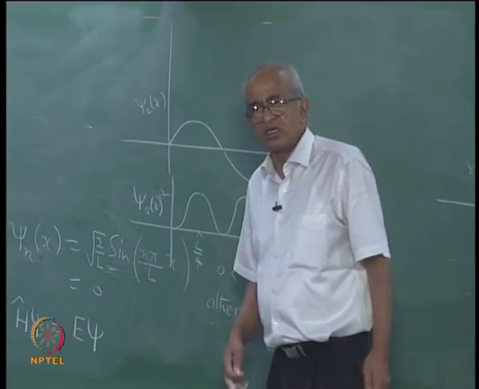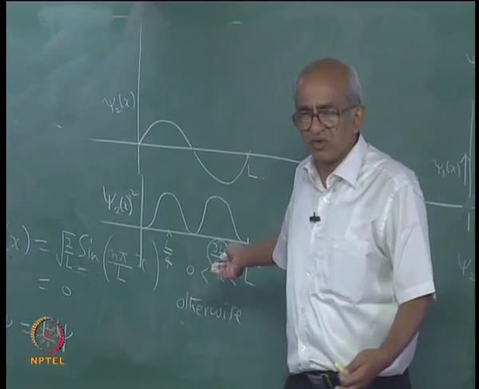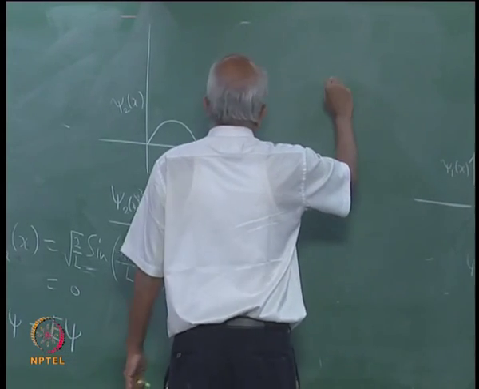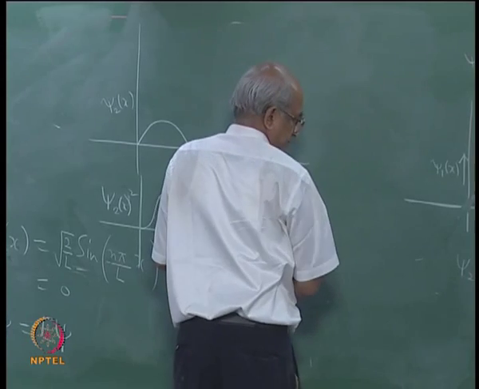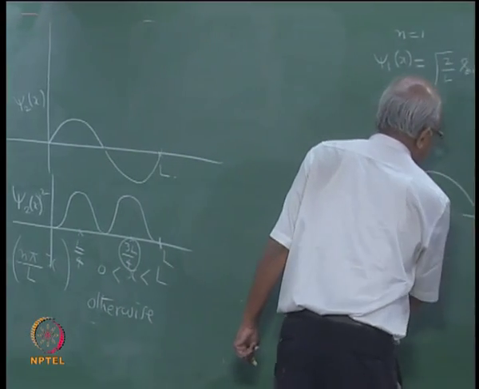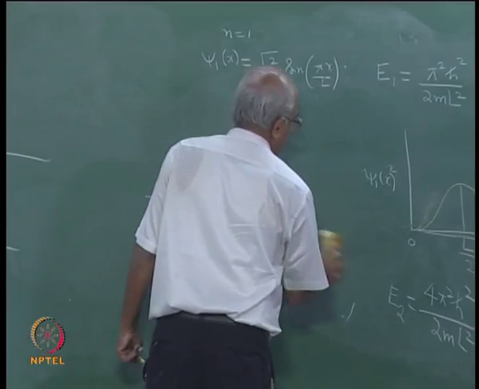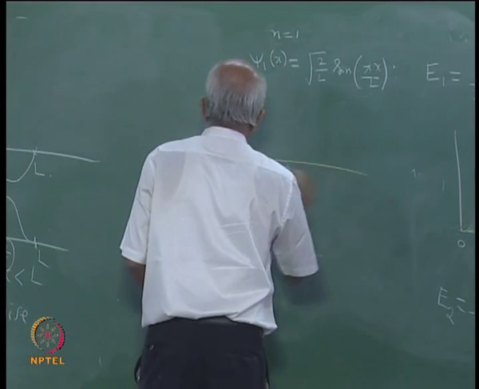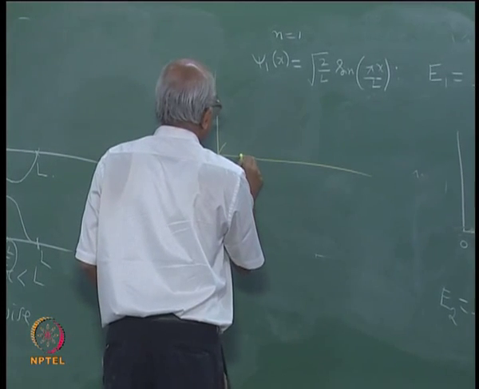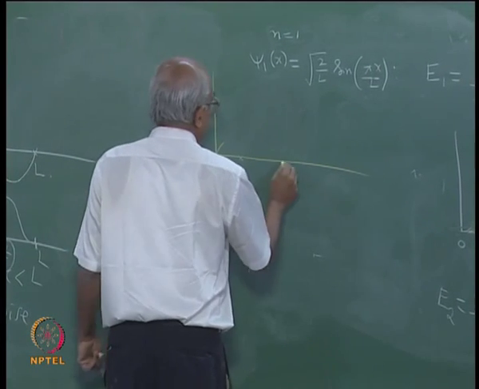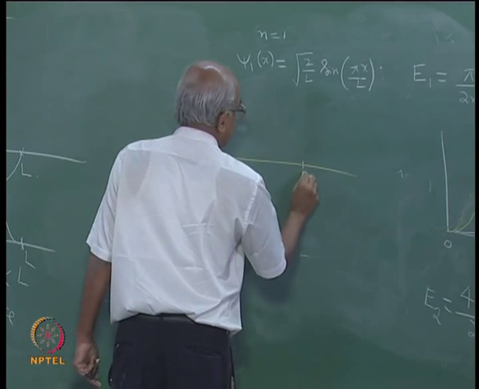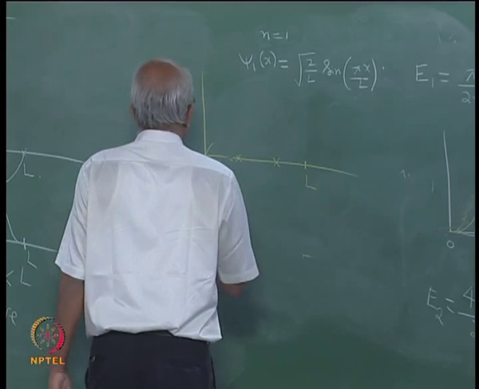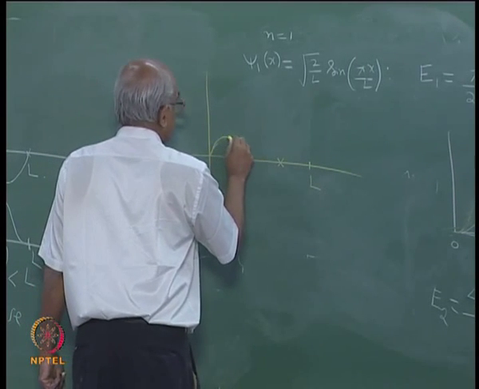You will have n equal to 3. It is not even necessary for me to look at the function, but I know what is going to happen. Psi 3 of x, if you make a plot of it, how will it look? The answer is very simple. Even without writing the function, I can make a plot of it. I know that it is going to have two nodes. So, this is the length L, and it would look like this.